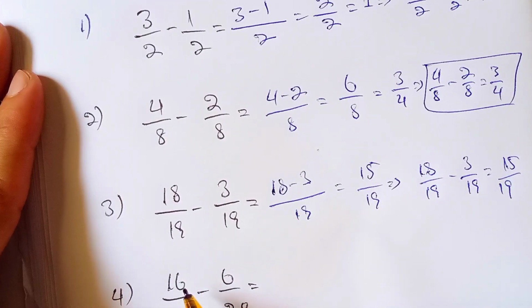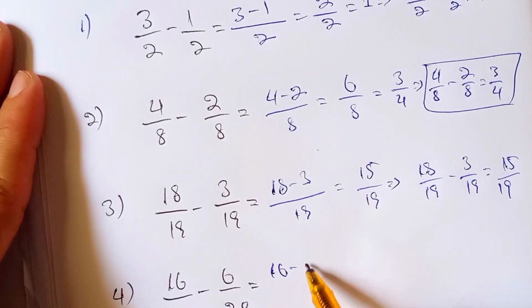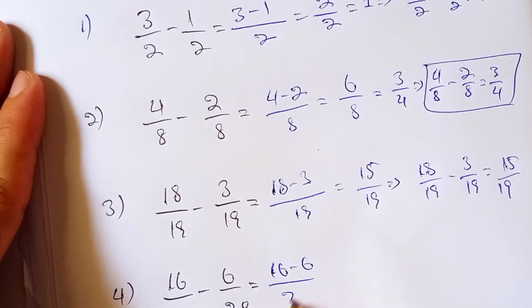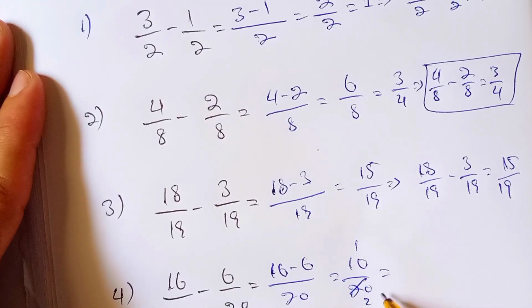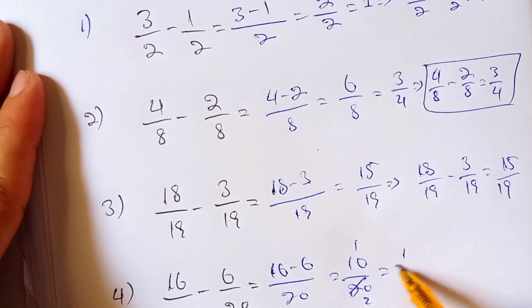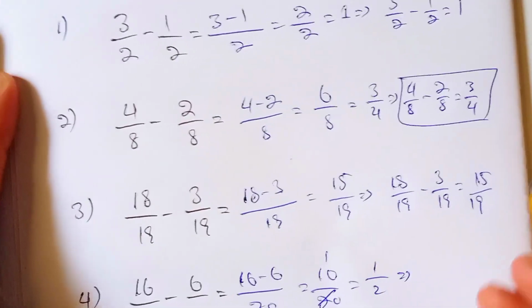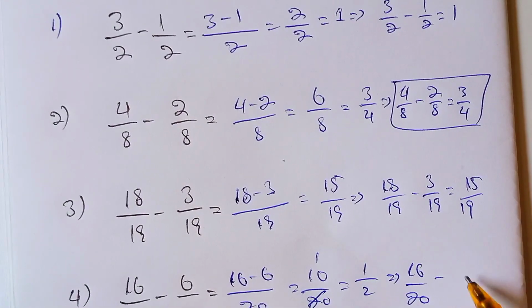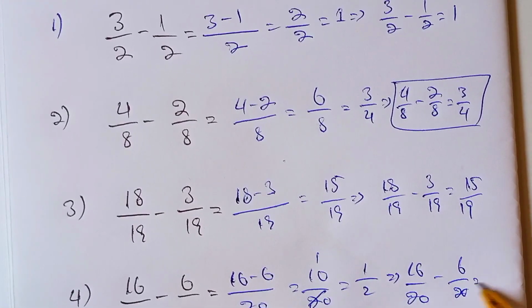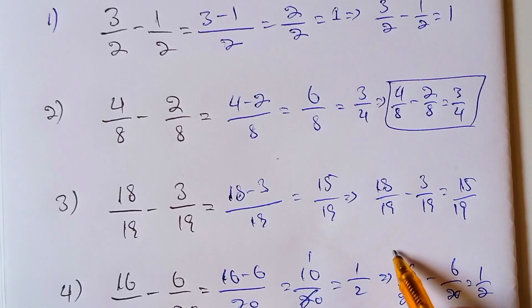Now another example, 16 over 20 minus 6 over 20. So 16 minus 6 divided by 20. Right, so 16 minus 6 is equal to 10, and write the denominator, which is equal to 20. Right, so 10 times 1 is 10 and 10 times 2 is 20. Right, so we can write it as 1 over 2. So 16 over 20 minus 6 over 20 is equal to 1 over 2.